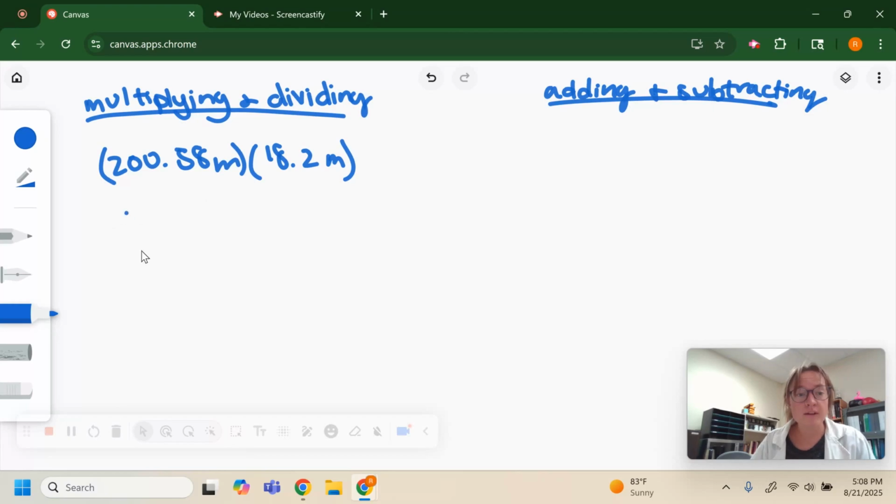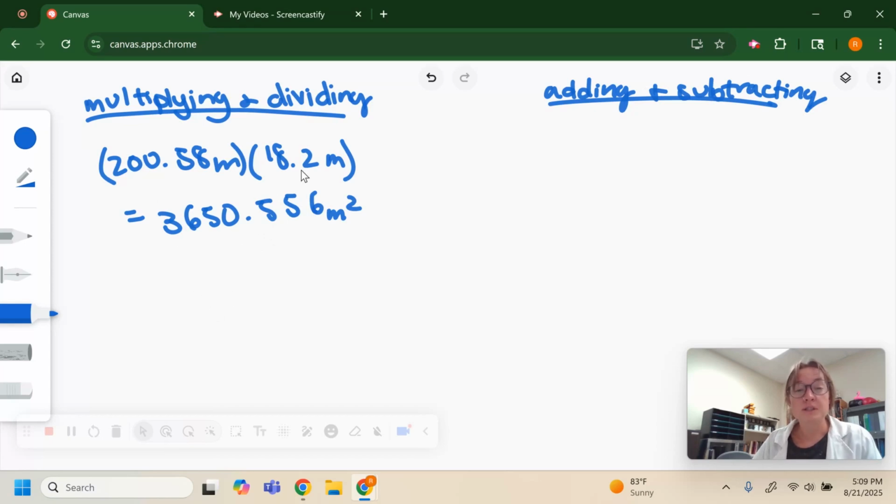If you do this calculation, you'll find that when you multiply 200.58 and 18.2, you get something like 3,650.556 meters squared. This number does not reflect the precision of my measuring instruments. Right now, this number shows that I have more sig figs. In other words, it looks like my measuring instruments were more precise than they actually were.